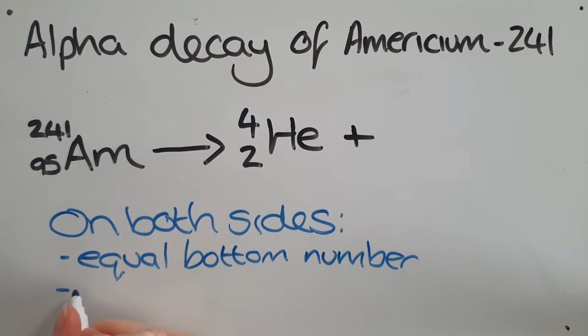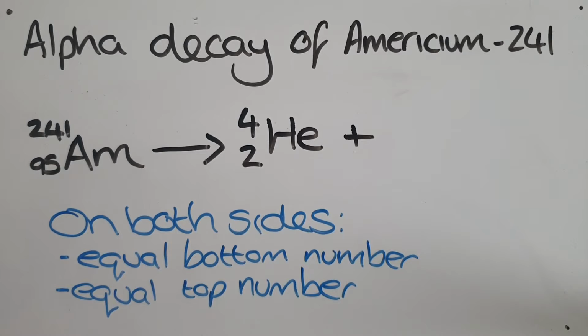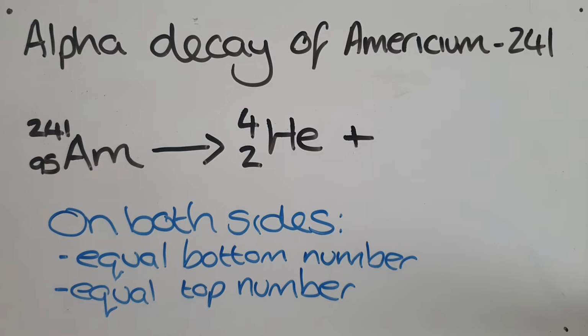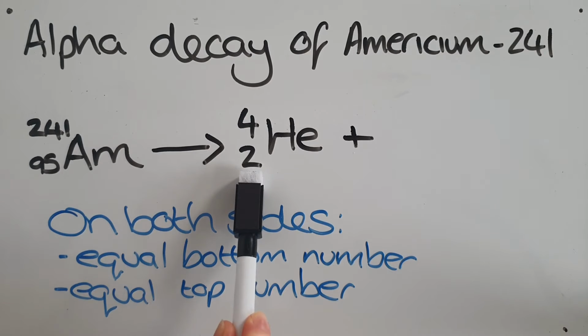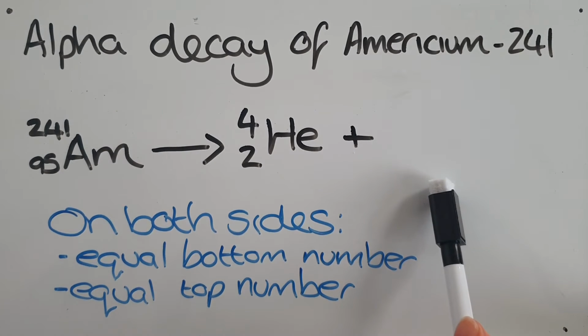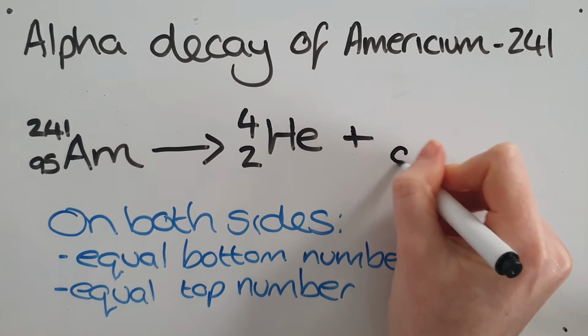And you also need equal top numbers or mass numbers. Bottom and top don't need to equal each other, but on each side the top equals and the bottom equals each other. So you'll see from the completed answer in a wee second. So in this case, if we take the bottom numbers first, you'll see on the left it's 95, on the right it's 2. I need those numbers to be equal, so I can't just change this, I have to add to that side. So to get 95 on this side, I need to add 93.